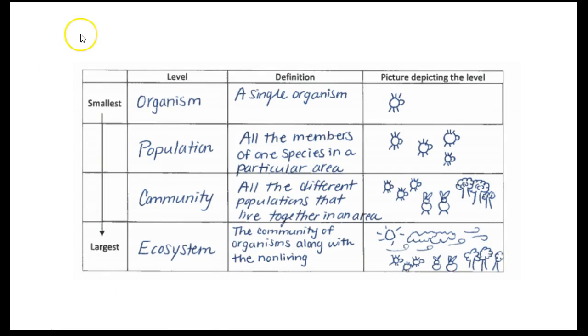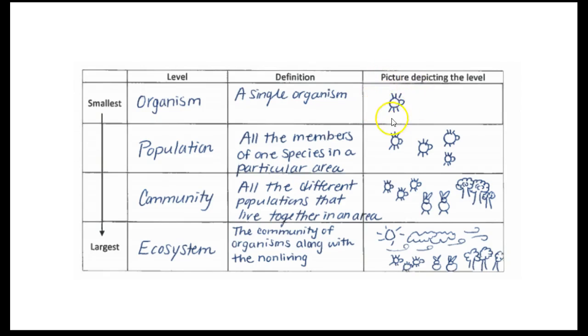All right, here are your levels of organization. OPCE: organism, population, community, ecosystem. You crushed this on the last quiz, so I'm expecting the same thing from you. An organism is a single organism. A population is all the members of one species in a particular area.